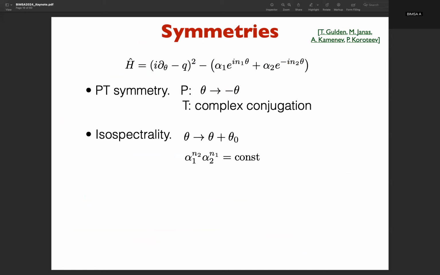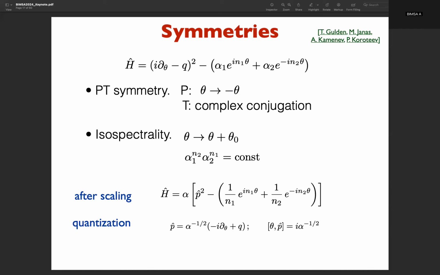so this is the Hamiltonian, right? And instead of CPT symmetry, we only have PT symmetry. P is the sign of theta, and T is the complex conjugation, right? If you do this at the same time, you're going to have this symmetry. Another one is the shift symmetry, called isospectrality. So this combination here is constant, right? And you can use it to scale the whole formula. If you do that, you'll get this: there's an alpha, which is the normalized concentration, multiplied by the P squared, plus this potential.